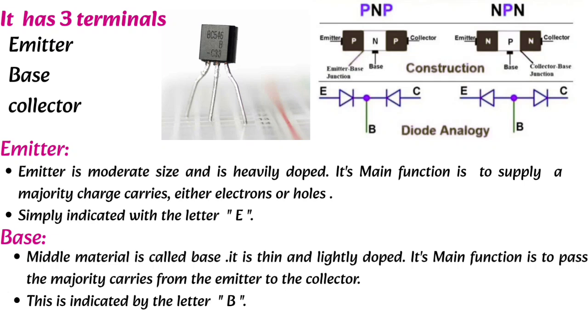And the size of the emitter is moderate. Means the size of the emitter is less compared to the collector, and more when compared to the base. So this is about the emitter.